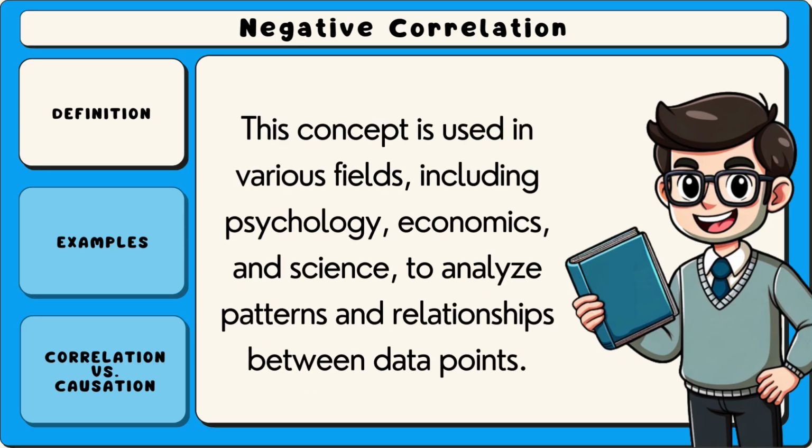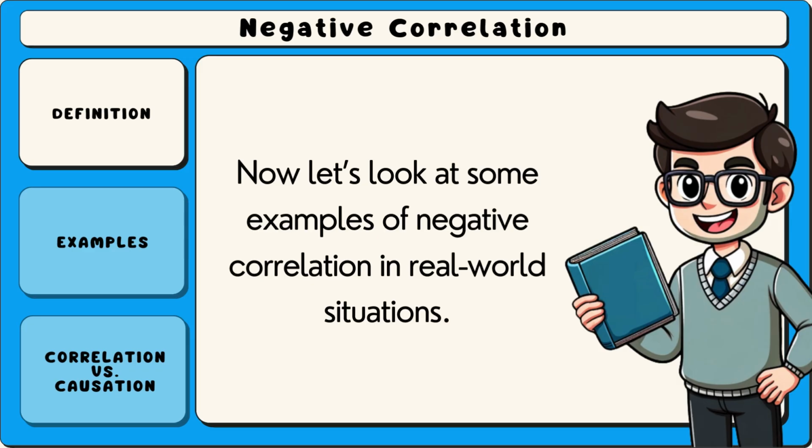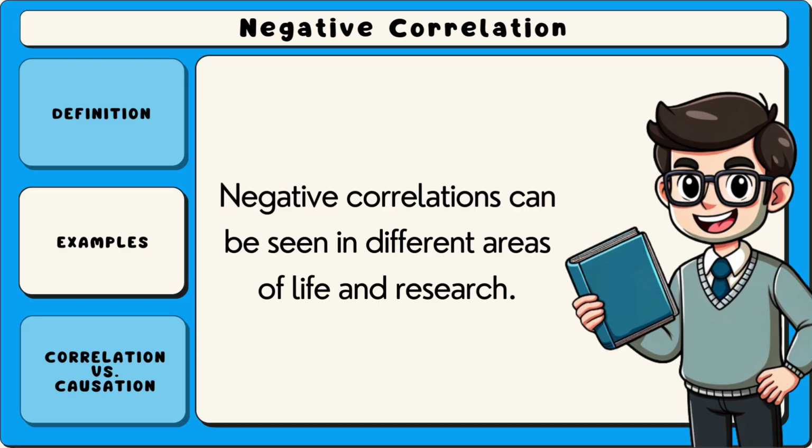This concept is used in various fields, including psychology, economics, and science, to analyze patterns and relationships between data points. Now let's look at some examples of negative correlation in real-world situations. Negative correlations can be seen in different areas of life and research.